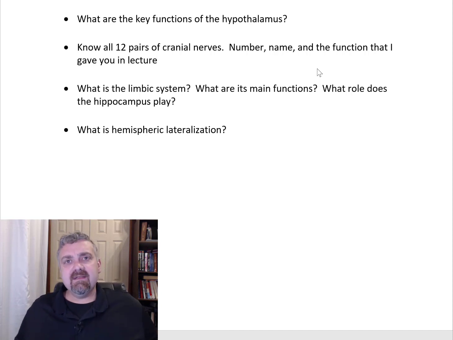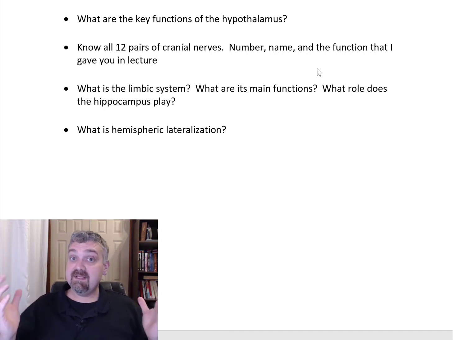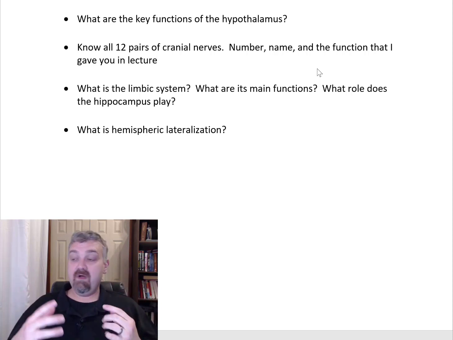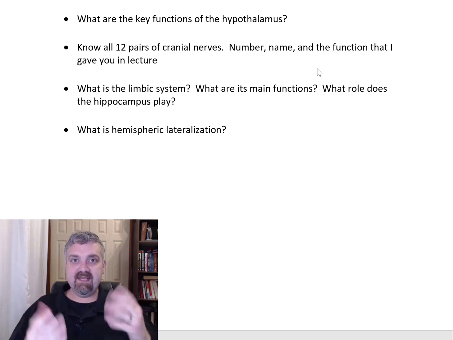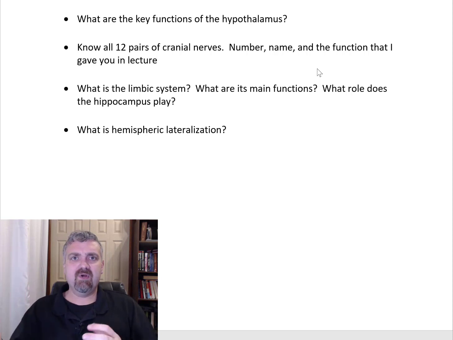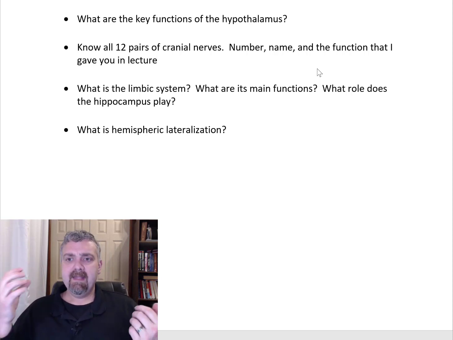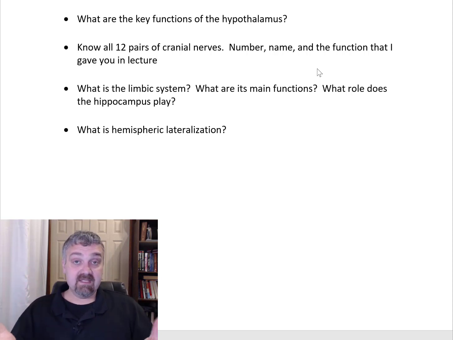All right, last point here. What is hemispheric lateralization? So it's a fancy way of saying the left side and right side of my brain look the same, but different things happen. You can't look at it and say, okay, well, that's where language must occur, and this is where creativity comes from. It doesn't work that way. So because of this, the two halves of the brain look the same but have different functions.